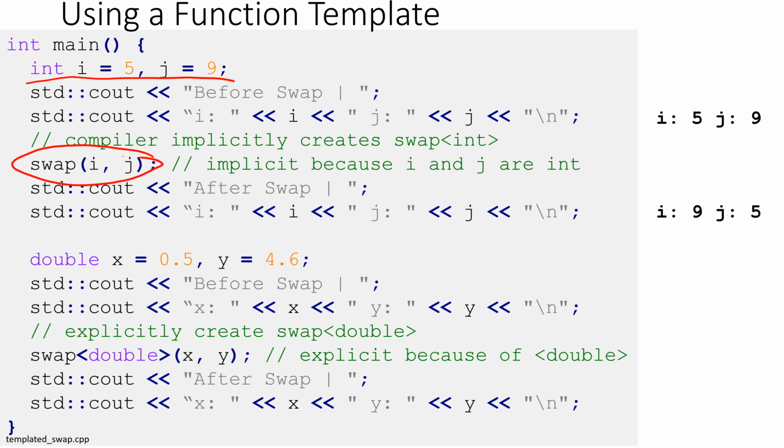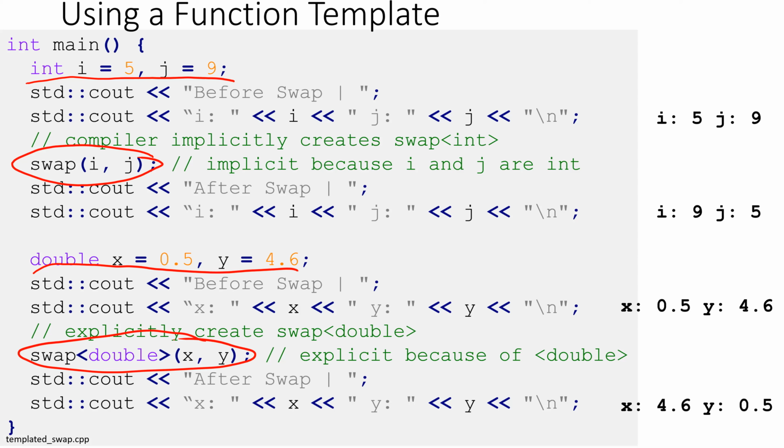Here I declare a couple of double precision numbers, x and y. Print them out. I call the swap function and print them out, and they're swapped. Normally when I call a function template, I do nothing differently. I just call swap. So that's what I did here.